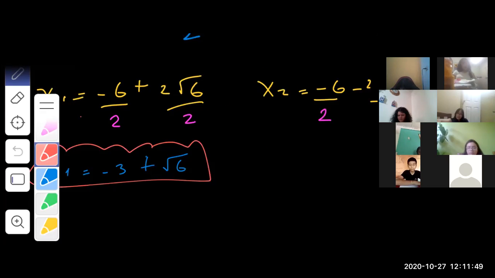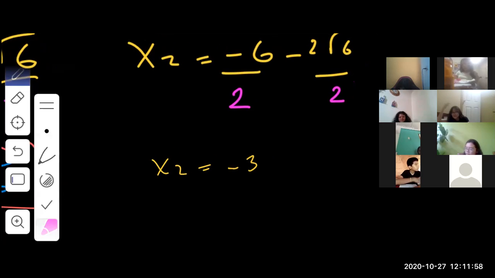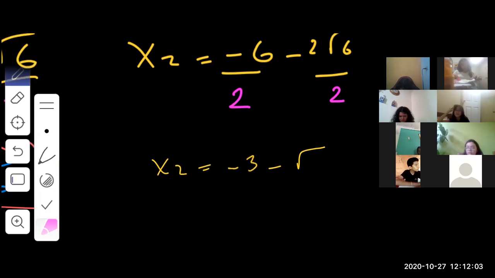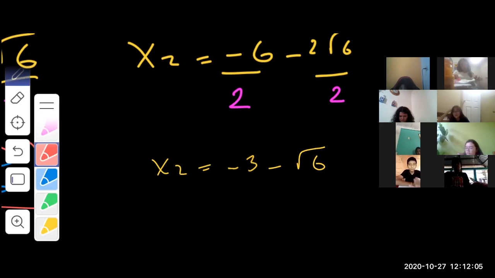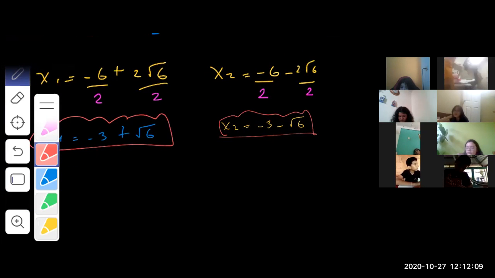Okay, let's go to the other solution, guys. Solution 2. Let's simplify this out. -6 over 2 is going to be the same, -3. And in this case, it's minus 2 over 2, which is 1 square root of 6. This is going to be my solution 2. Okay, guys? Happy face.